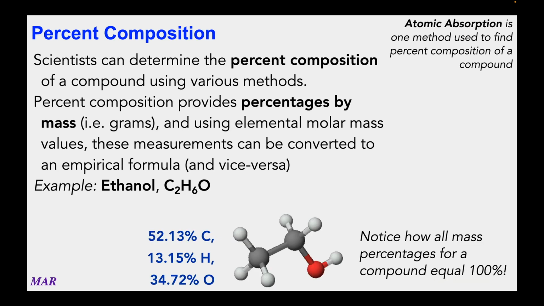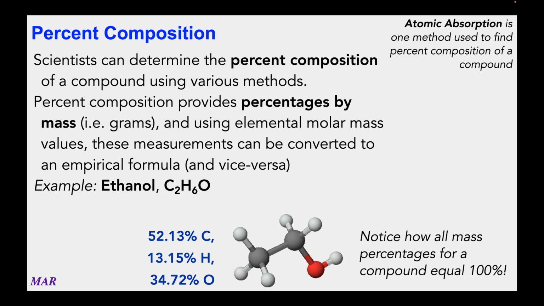One of the types of analysis that chemists will send away these unknown chemicals for is called a percent composition. And there's various ways to do a percent composition or percentage by mass analysis. Atomic absorption is one method, but there are several of them. Anyway, you'll end up then with these percentages of the elements in the compound. So in the bottom down there is an example of ethanol. Ethanol has a molecular formula of C2H6O, and you can see that that compound is 52.13% carbon, 13.15% hydrogen, and 34.72% oxygen.